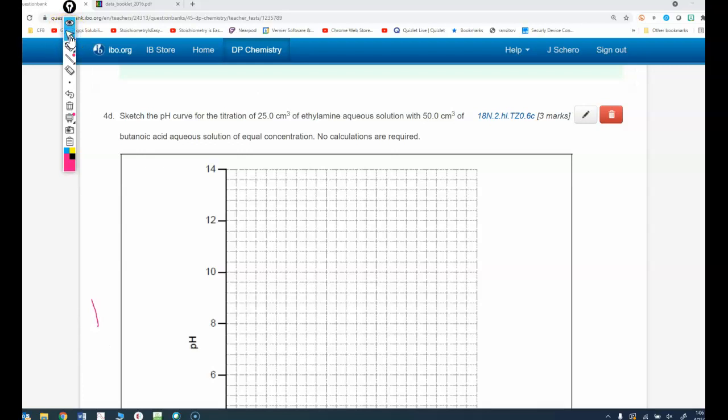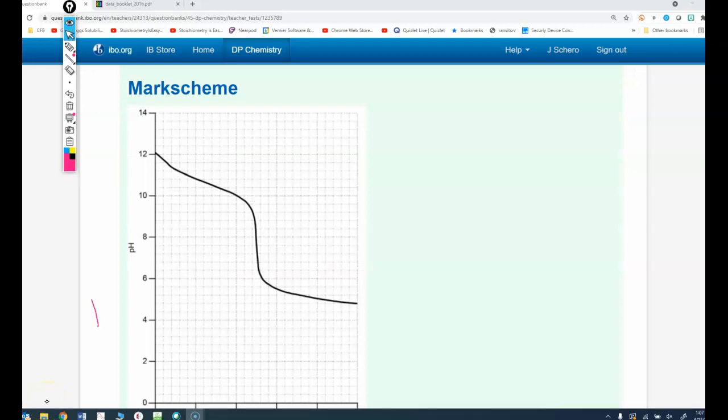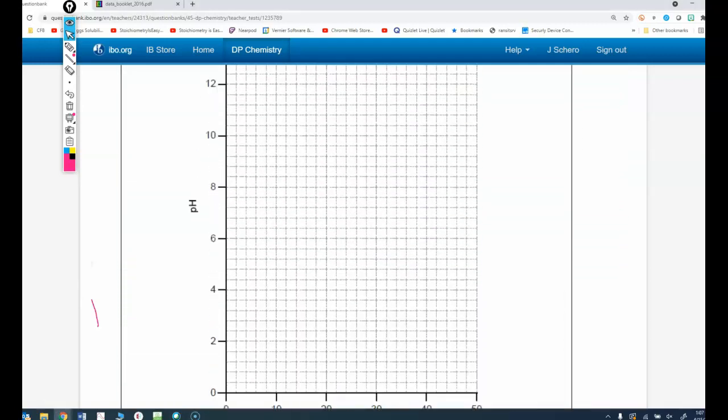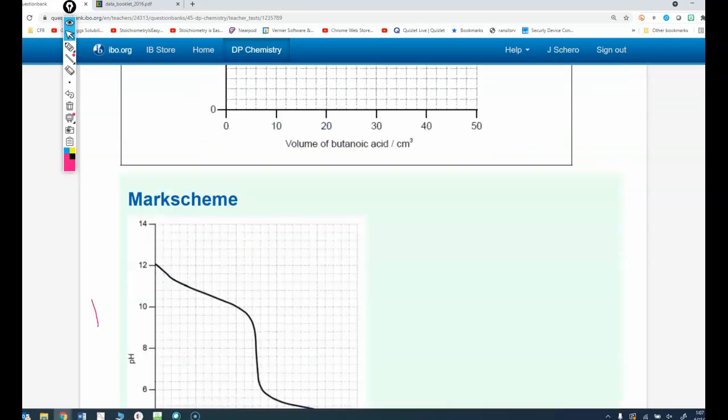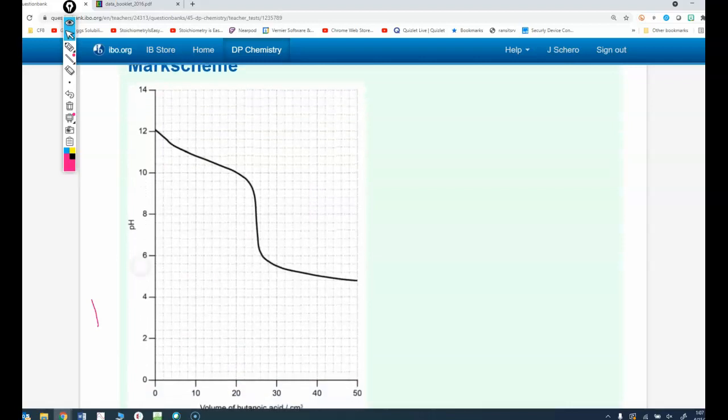Okay, so let's take a look here. Instead of drawing it, I decided to show you what there is here. They did it the opposite way. In this case, the butanoic acid was going into the ethylamine. And I think the clue to figure that out was that the question stem had more volume of butanoic acid than volume of base being used. That would have led us to the complete titration here, starting at, of course, the lower but still basic pH.